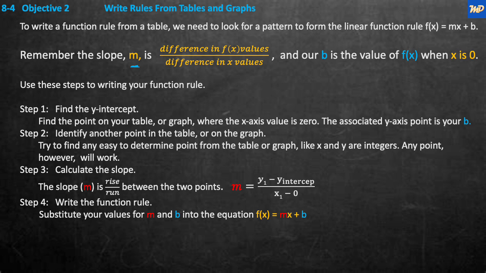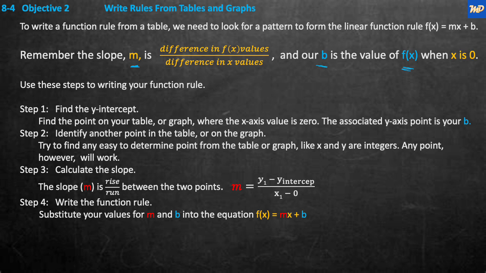M is the difference in the f of x values. Remember, f of x kind of means y. The difference in the y values divided by the difference in the x values. And our b is the value of f of x when x is 0. So you could say f of 0 is our b value, or the y-intercept.